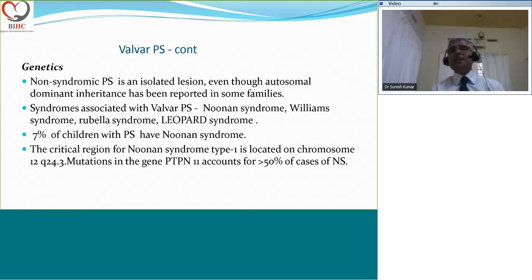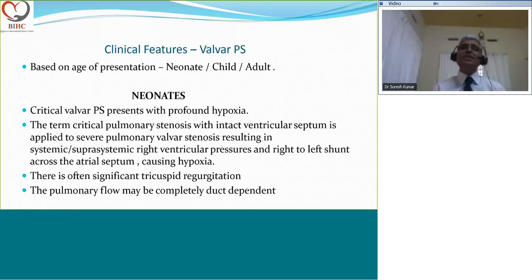Clinically, when you look at pulmonary stenosis, it's easier to look at it as a neonatal, pediatric, or adult presentation. In the neonates, critical valvar PS is an emergency. It presents with profound hypoxia. And what do you mean by critical PS? It is severe PS with desaturation. And why does the desaturation occur?